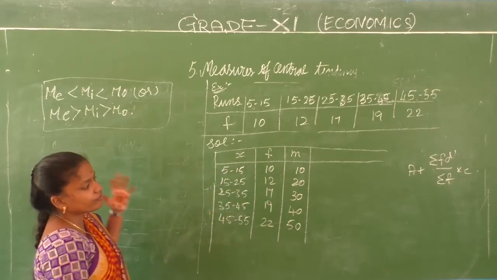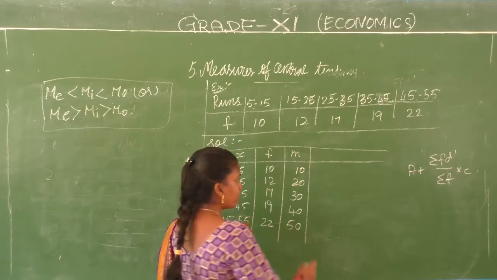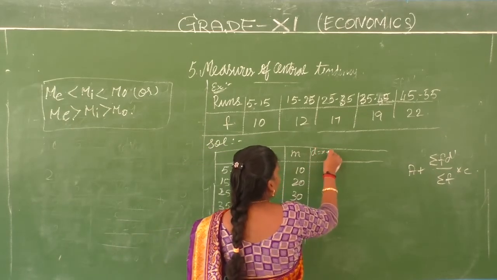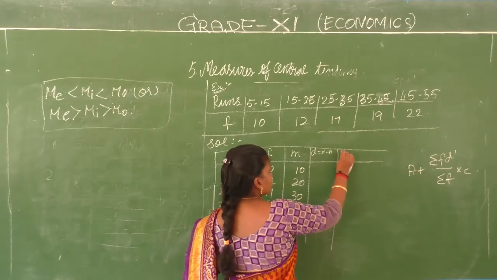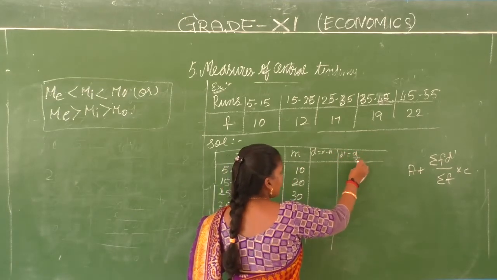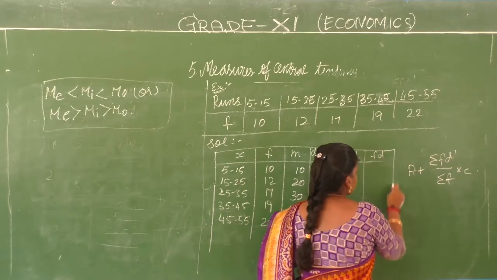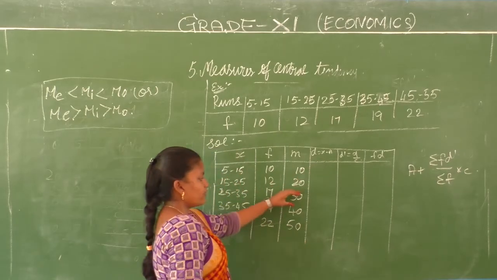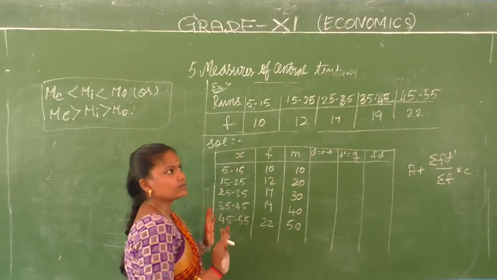So first you need to find the D value. Isn't it? What do you have to find, children? You need to find the D value. So D is equal to X minus A. Then what is D dash? D by C. These are the values that we are going to find, children. So X minus A. We will take the center value 30. You can take any value. The answer is going to be the same.